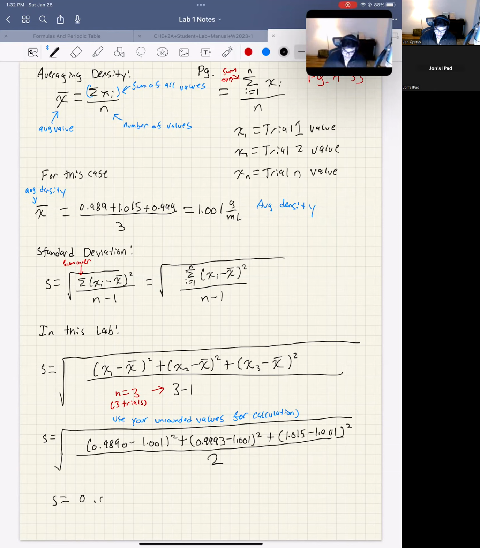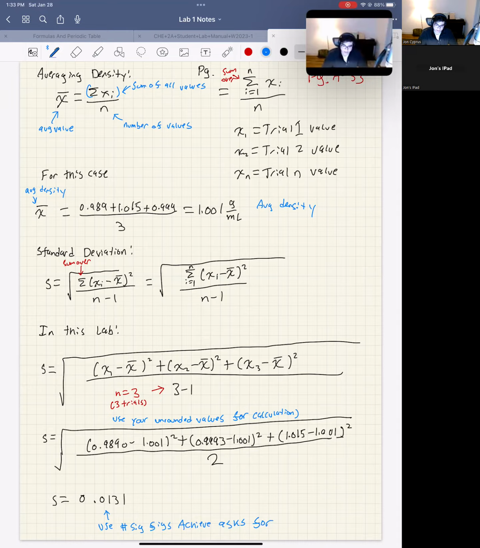So your standard deviation should end up being, in my case, 0.013. I'll do 3 sig figs. I think on Achieve, they may want 4. I'm not entirely sure, but you would do this to the number of sig figs that Achieve wants. So I just don't know what that is. Okay, so that's it for standard deviation.